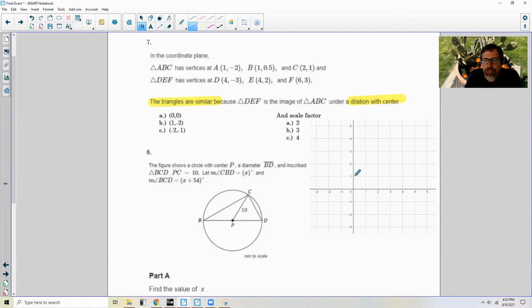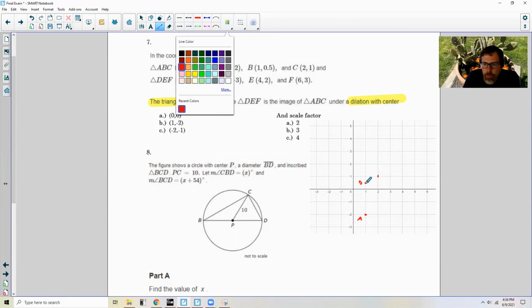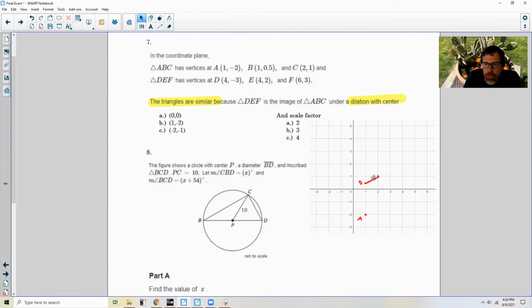All you have to do is graph it. I provided graph paper in the test. So you go over 1 down 2, this is A, and over 1 up a half is B, and over 2 up 1 is C. So now I will connect those points. If you were doing this, obviously you'd use a ruler. Okay, so there's 1. Let me make that thinner, by the way. This doesn't look too good.